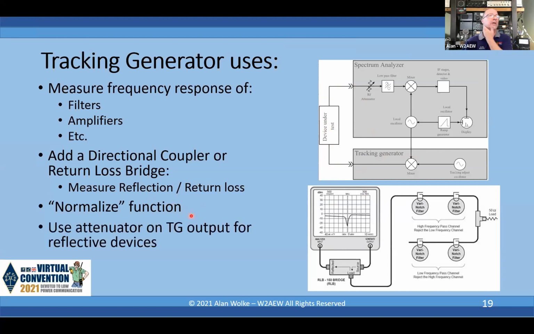Now that's useful sometimes because oftentimes if you're measuring something that has some kind of reflective properties, because for example, if you take that bandpass filter example, what happens when you're out of band?